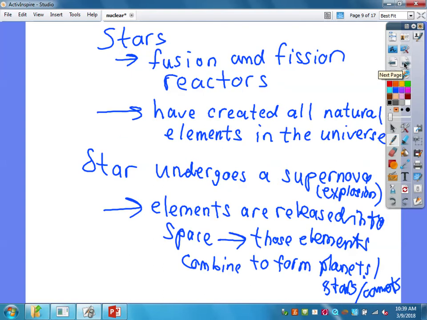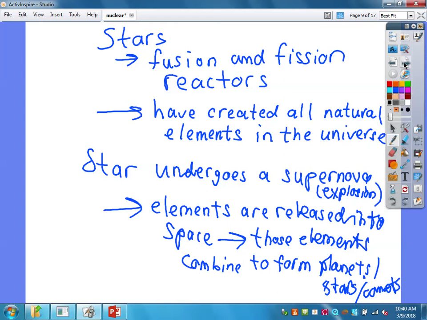Where do these processes occur? Stars produce both fusion and fission products. Basically, they have enough heat and energy that they are these amazing reactors, obviously, in space, that are busy creating all the natural elements in the universe. Every single natural element that is on Earth originally came from a star. All right, that is a supernova star.